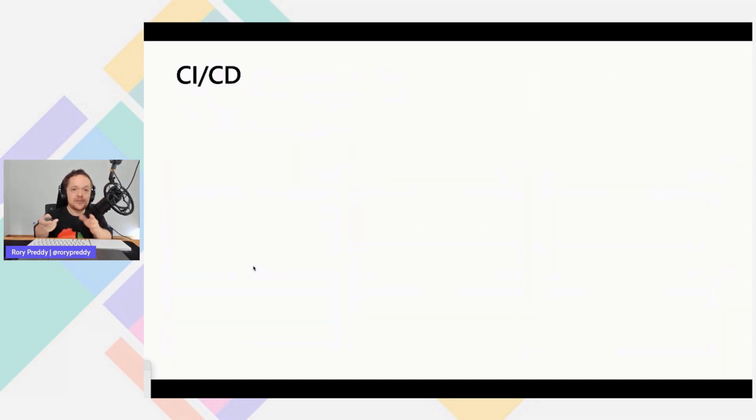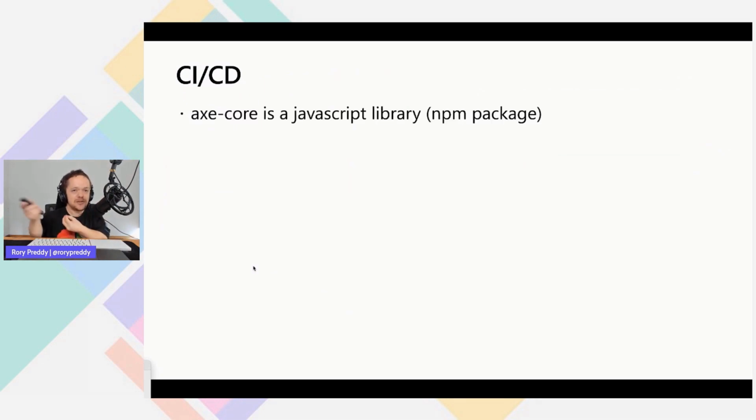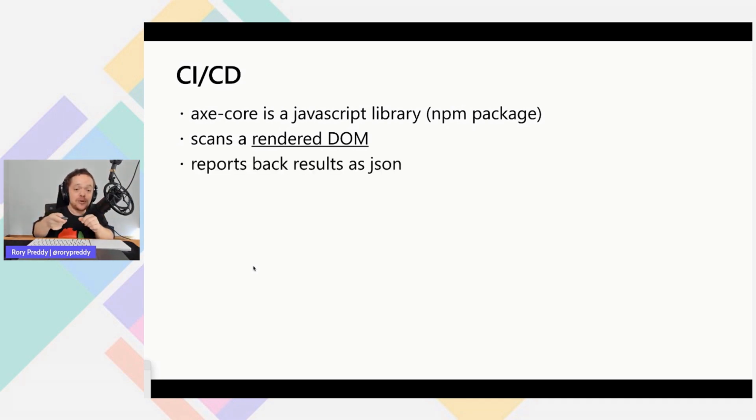So once you've got Accessibility Insights, how do you incorporate that into your DevOps process? You do that by using the same engine that Accessibility Insights uses, called axe-core, and it's a JavaScript library. You can use NPM, and it scans your rendered DOM. Now, you can call this JavaScript library from Java, from Python, from Ruby. I've spoken about this library in every single language you can imagine. It reports the results as JSON, and it's the same engine that Accessibility Insights is using.